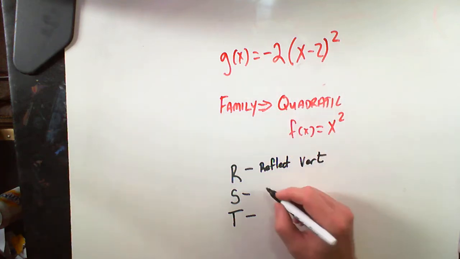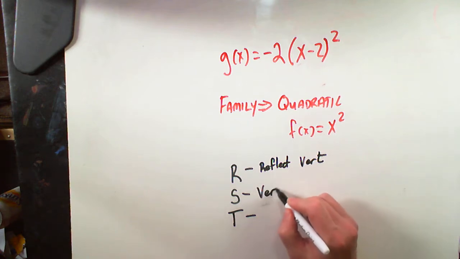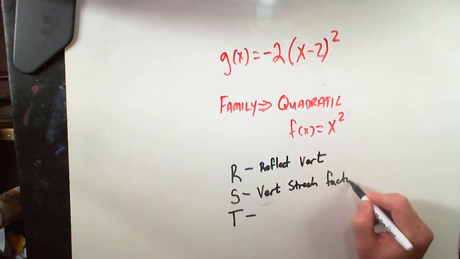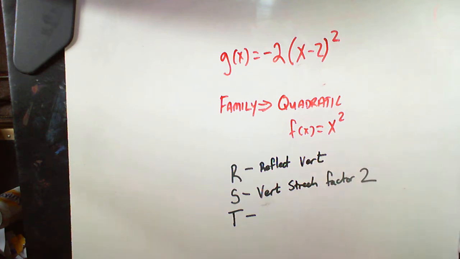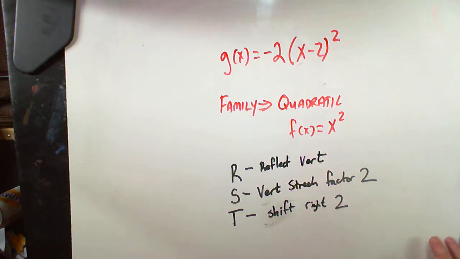Next, we look at that 2. That is a vertical stretch. So that is vertical as well. And it's got a factor of 2. And finally, we have translation. Nothing out on the end. That horizontal shift, so we're going to shift. Negative 2 means we're going to the right. Right 2.